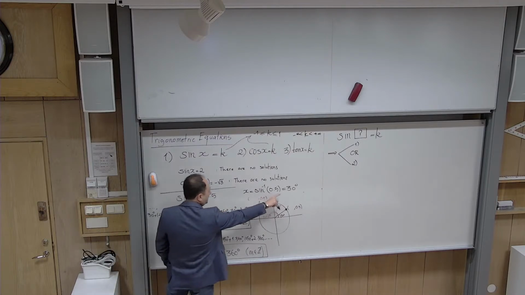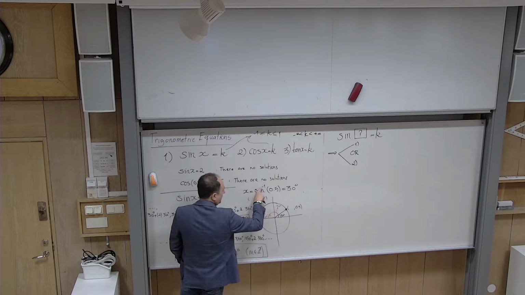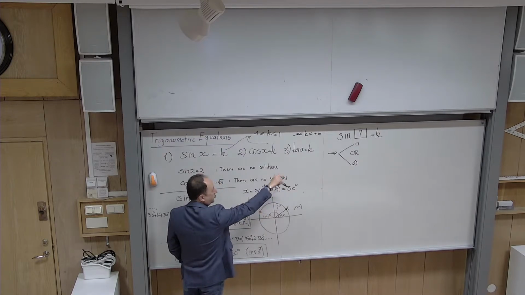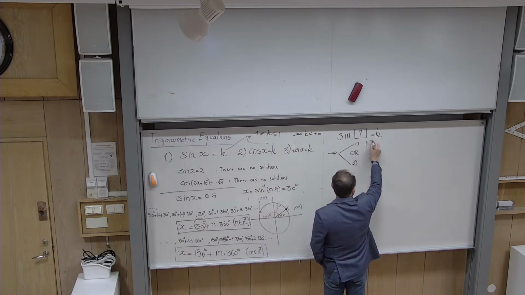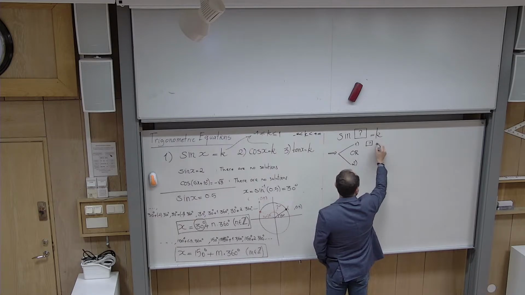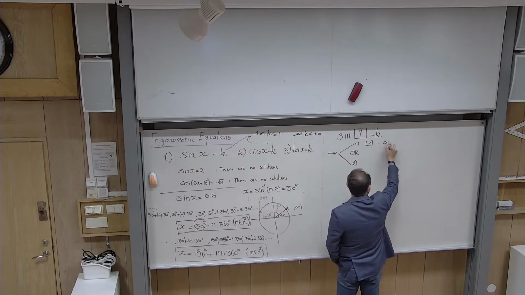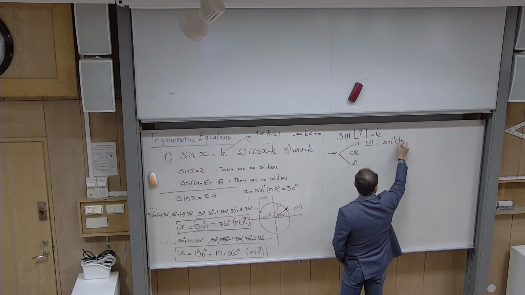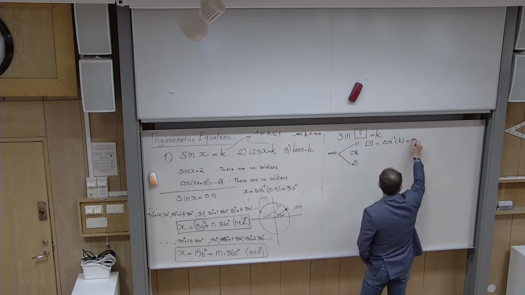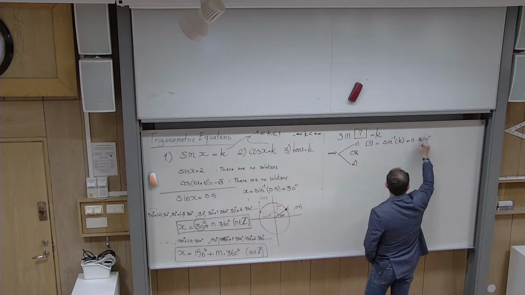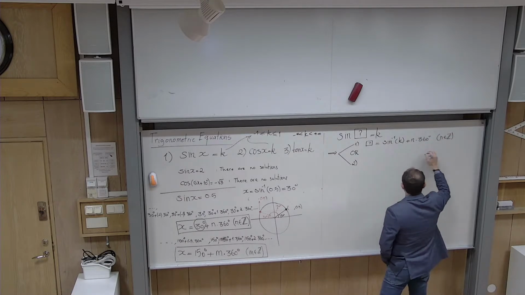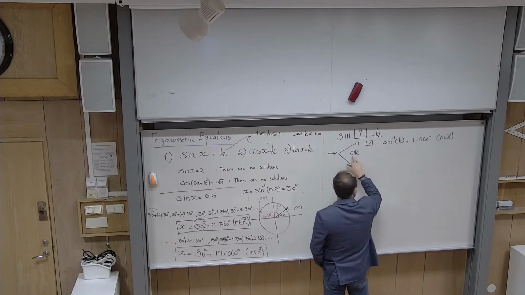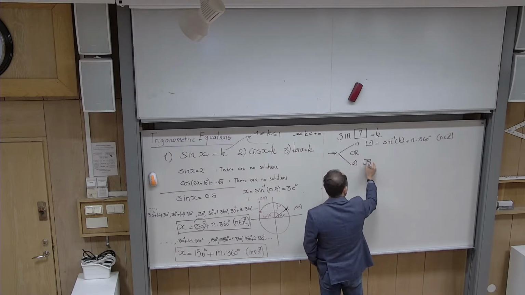I found 30 degrees by calculating sine inverse of 0.5. But what is playing the role of 0.5 here? That k. So the first thing that I have to write, I would say, is that the box, the empty box, is equal to sine inverse of k, plus n times 360 degrees. And then I write n belongs to Z in front. But this is not the only possibility. Or the box is equal.